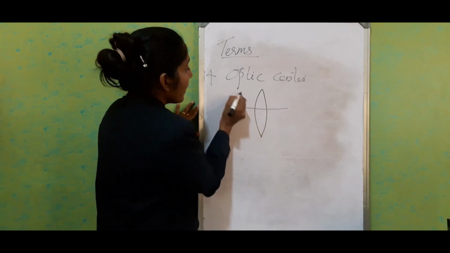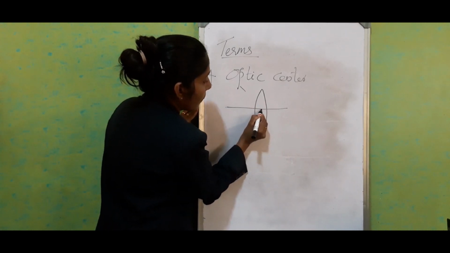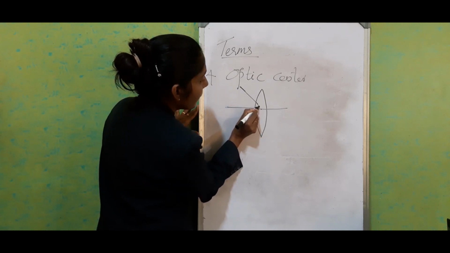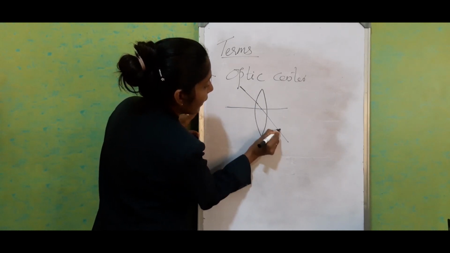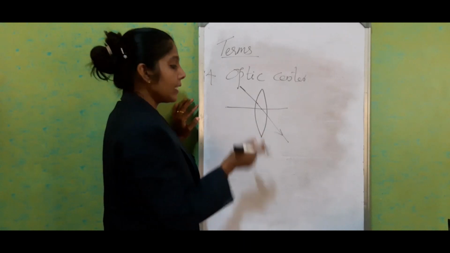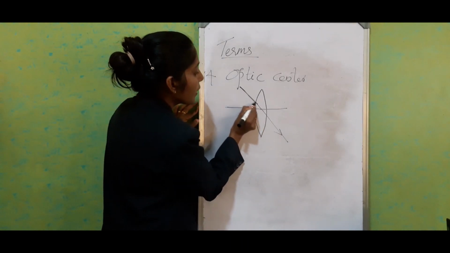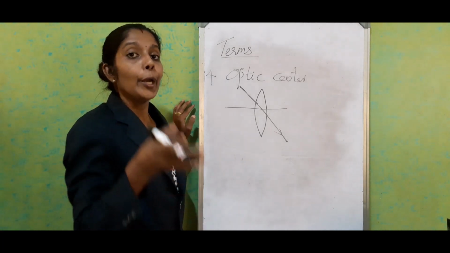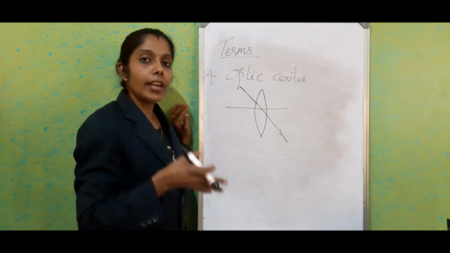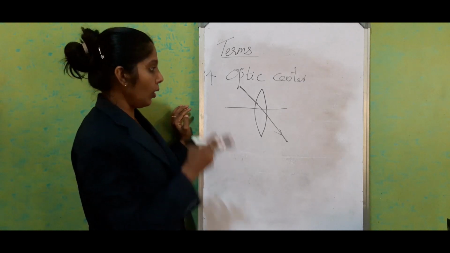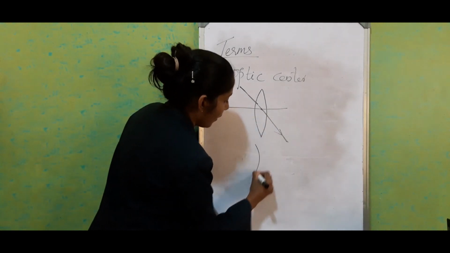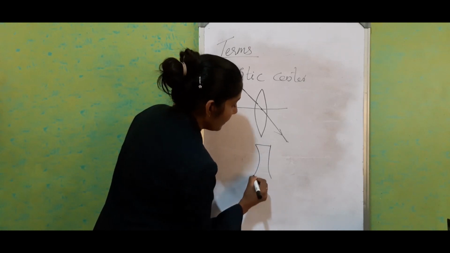glass slab. If this is the optic center, the ray which goes inside will have slight variation, then it goes. Or if it is a thin lens, we feel like the ray goes undeviated. The point inside the lens through which the incident ray goes undeviated is called optic center. So this is the optic center for the concave lens.